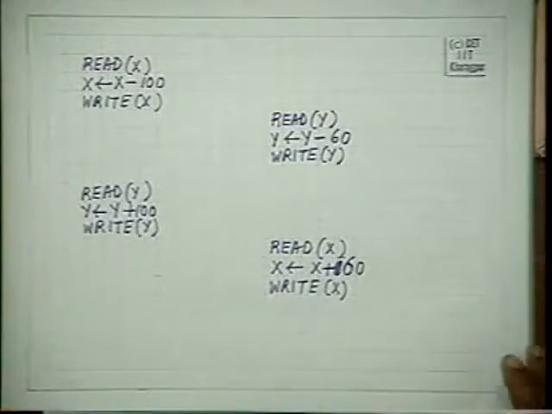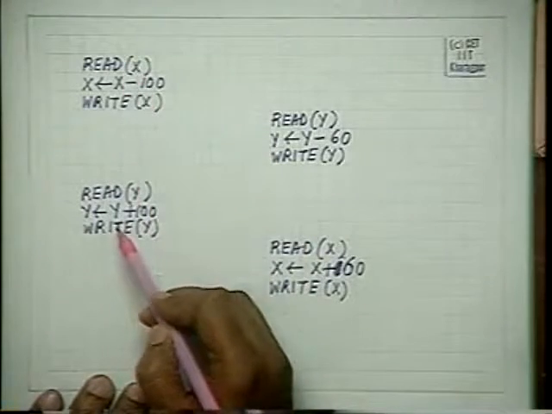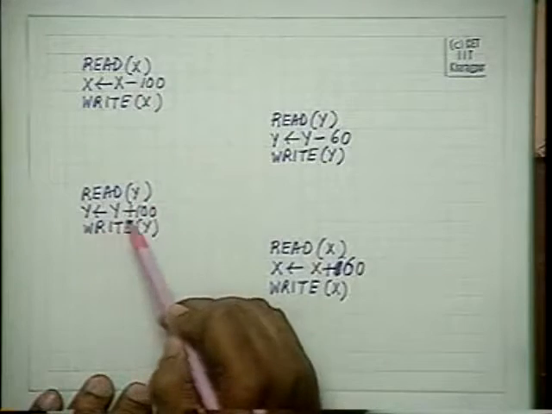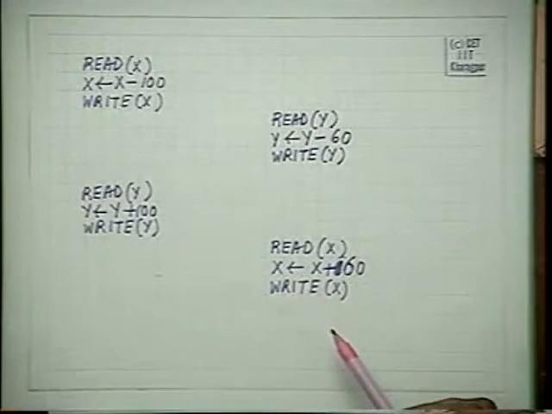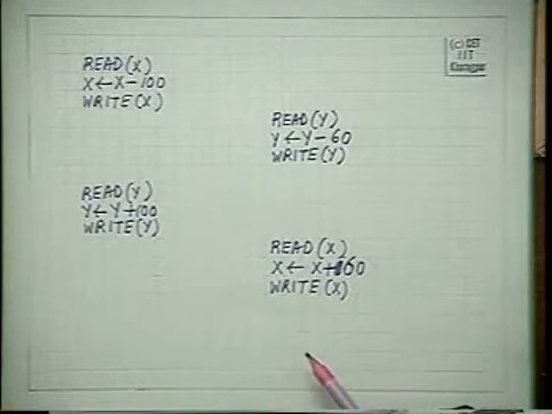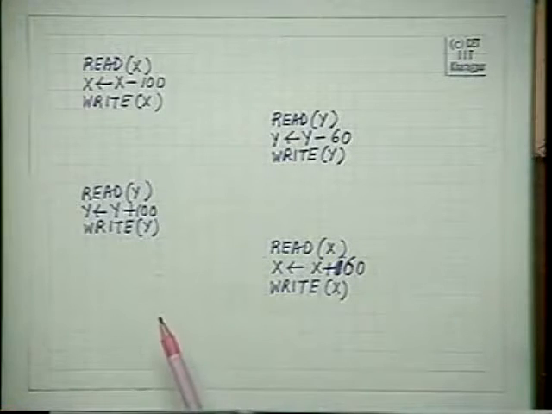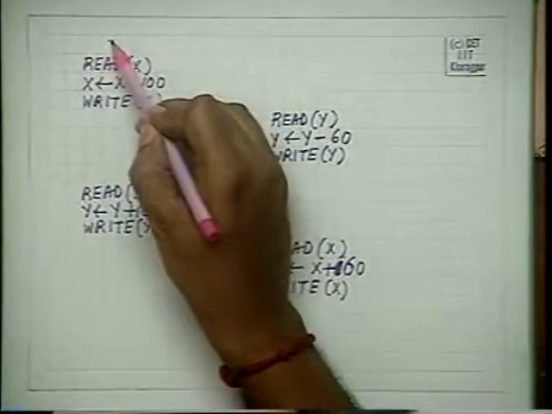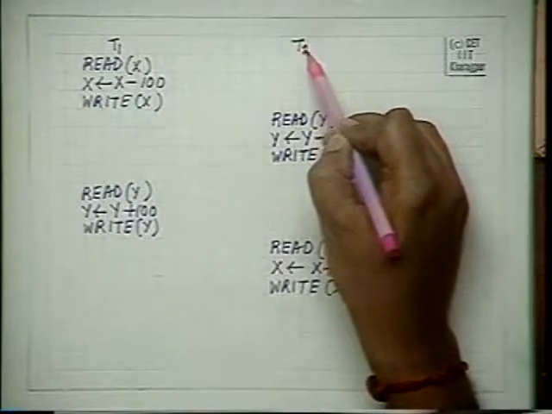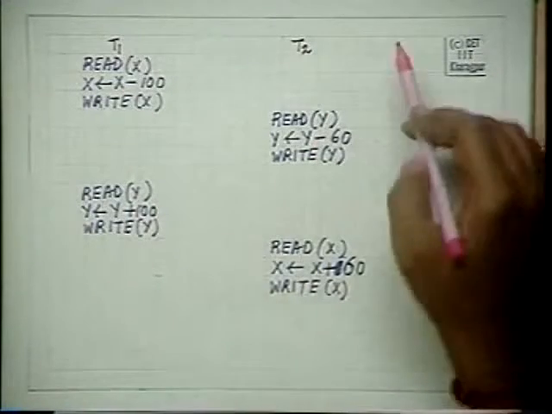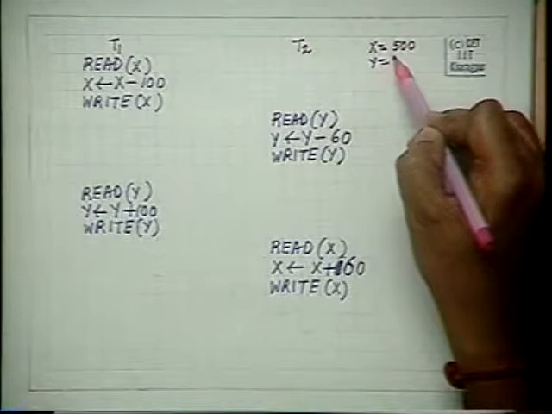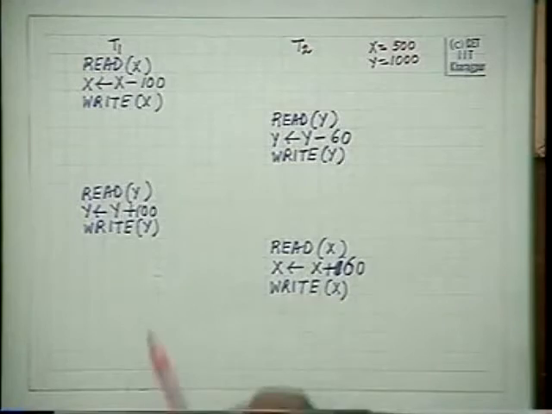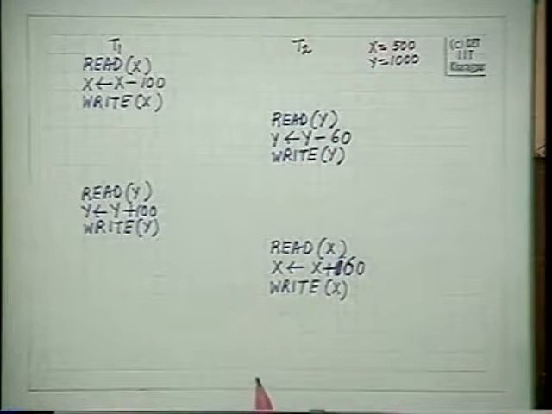Let us see two transactions. One is this: x is assigned x minus 100, y is assigned y plus 100. The other: y is assigned y minus 60, x is assigned x plus 60. And the consistency criteria is x plus y. So this is T1 and this is T2. If T1 is first executed, say initially x is 500 and y is 1000. If T1 is executed and then T2 is executed, what do we get?